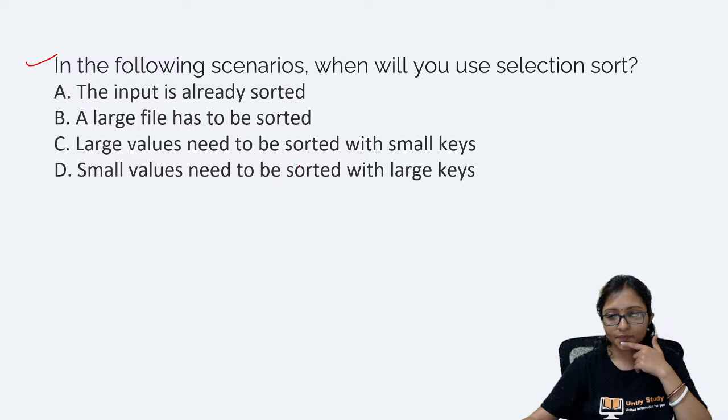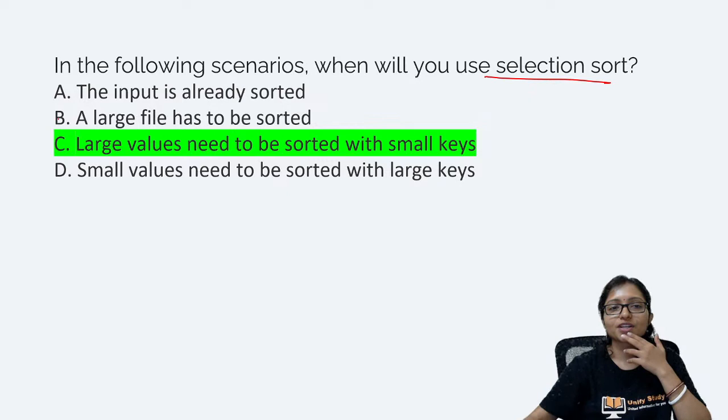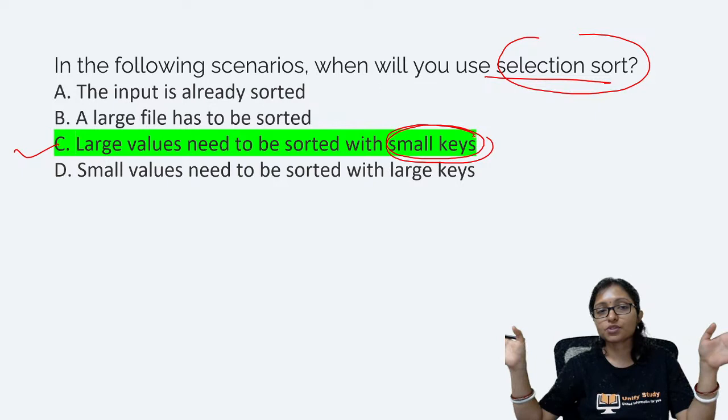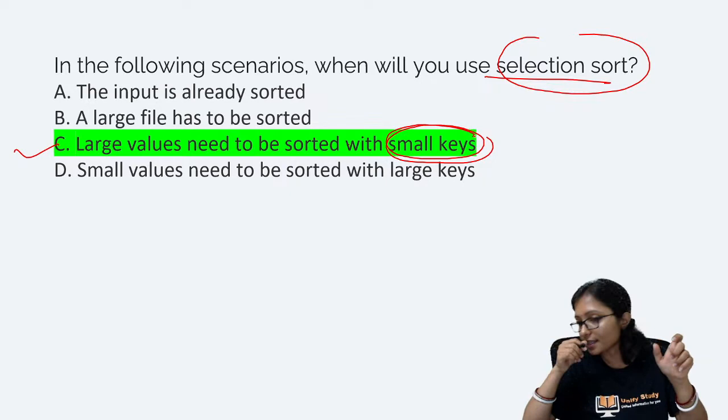Okay. We use selection sort when large values need to be sorted with small keys. When there are large values with small keys, then we go for selection sort. Selecting a specific element, the large values need to be sorted with a small key, only then we go for selection sort. Okay.